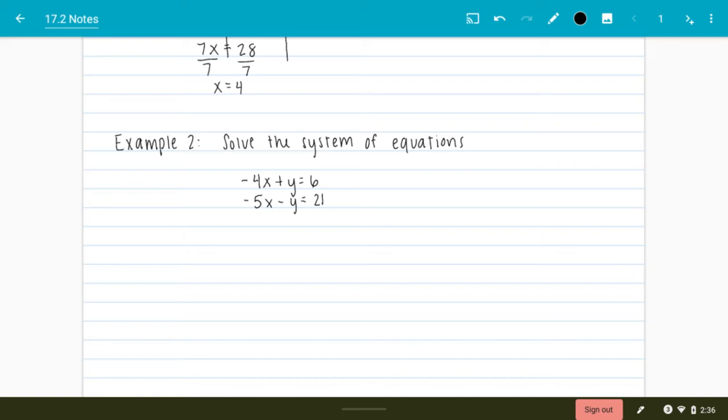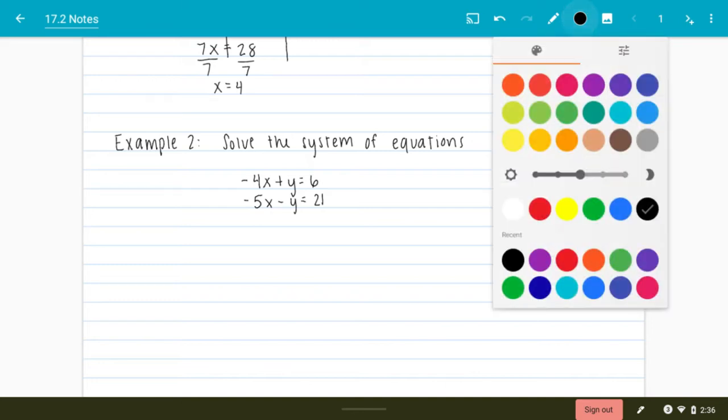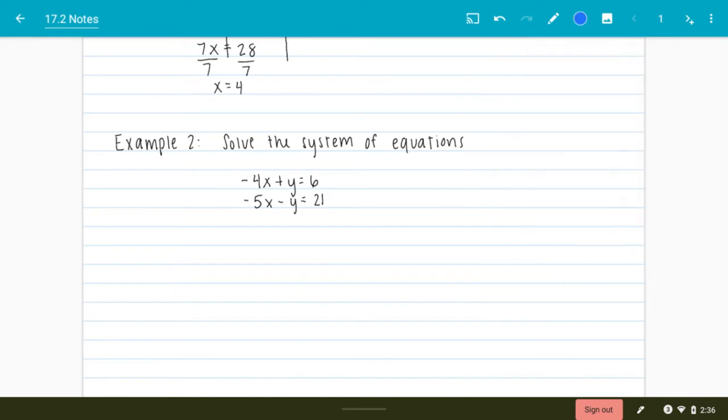So if there is a variable that already has a coefficient of 1, I'm going to want to isolate that variable. And if I look in that first equation, I have negative 4x plus y. Well, that plus y means that y has a coefficient of positive 1. So I want to isolate that y. That will be the easiest y to isolate. So off to the side, that's what I'm going to do. I'll do that in blue.